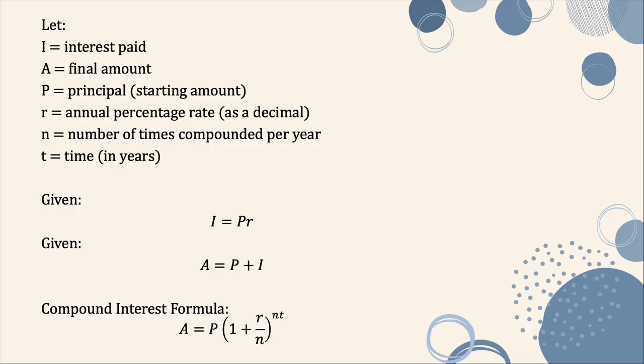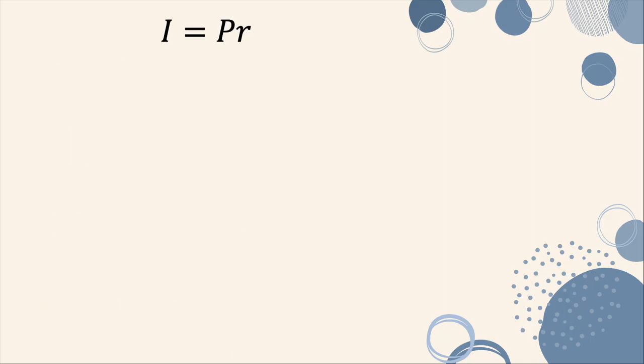We're given two things. We are given the interest paid is equal to the principal, our starting amount, times our percentage rate. We're also given that our final amount can also be found by the principal plus the interest paid. We're going to use all of this to derive the compound interest formula, which tells us the final amount after investing a principal with interest compounded n times per year over t years.